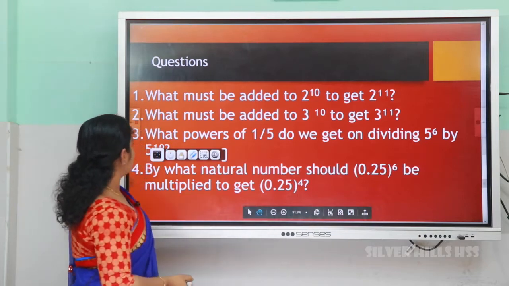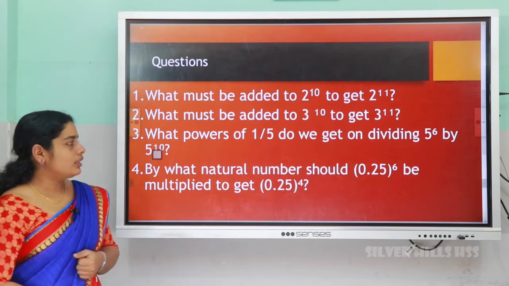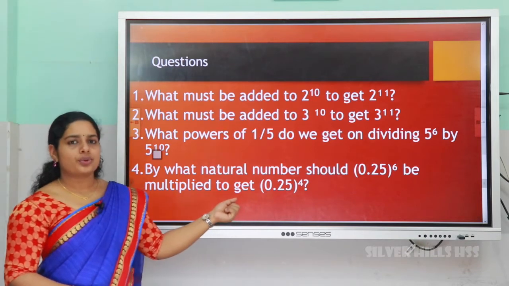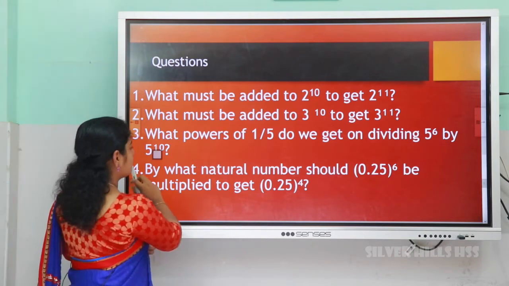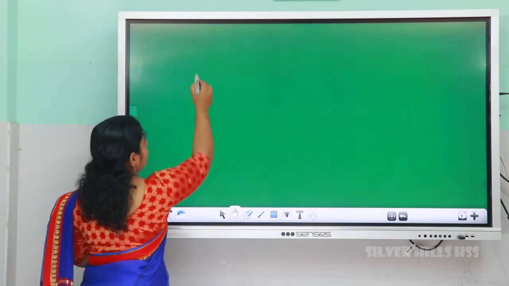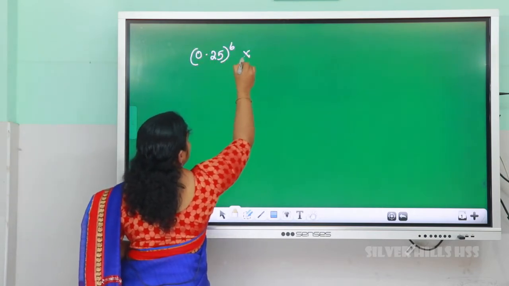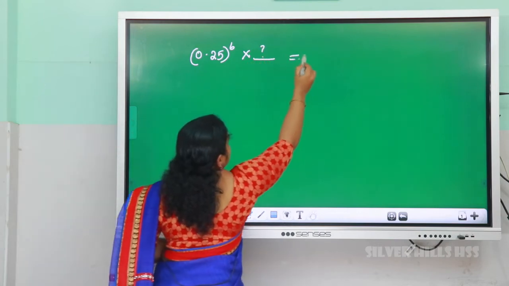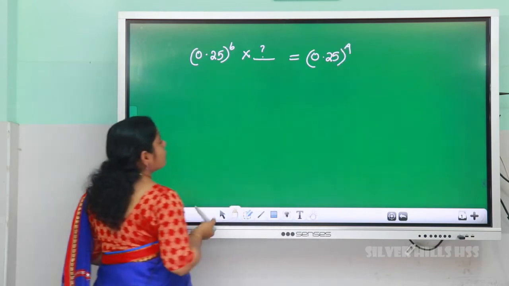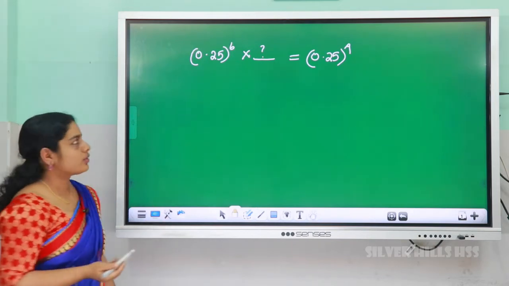Now, let us move on to the fourth one, our last question. That is, by what natural number should 0.25 whole raised to 6 be multiplied to get 0.25 whole raised to 4? That is our question, last question. So, 0.25 into what will give you 0.25 whole raised to 4.